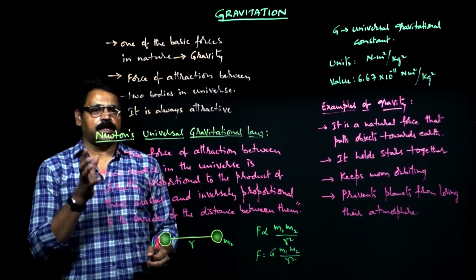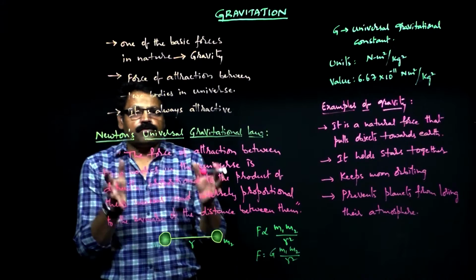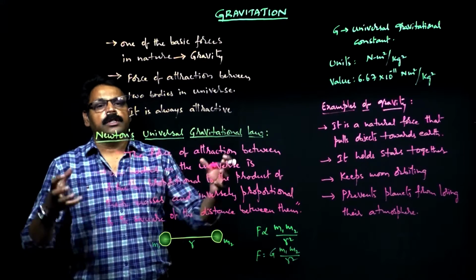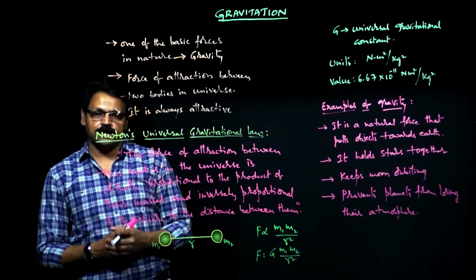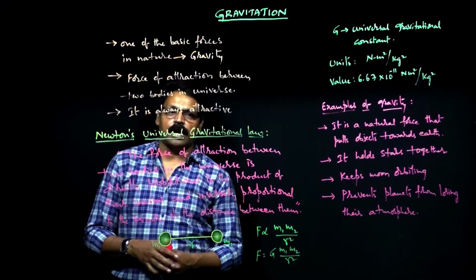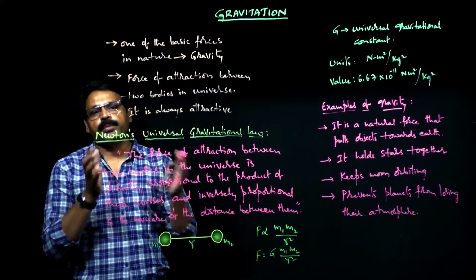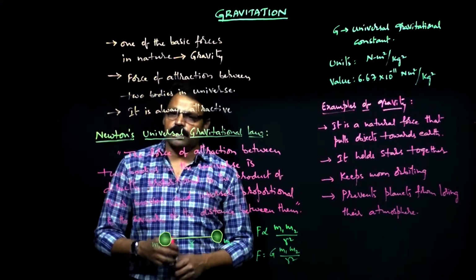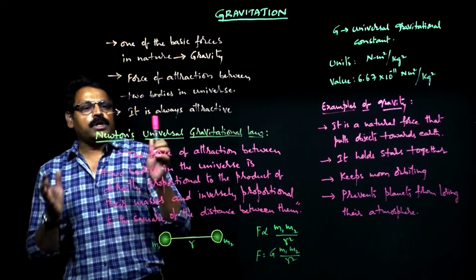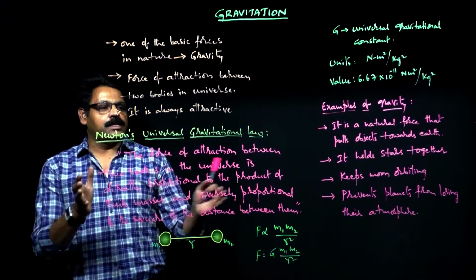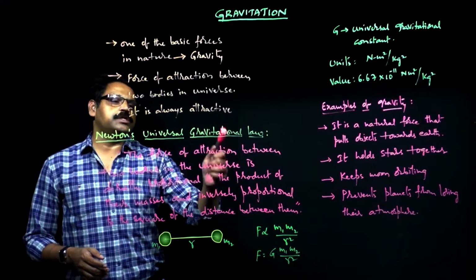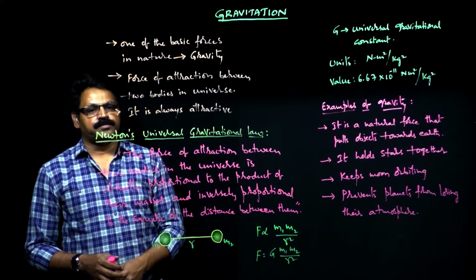Now we are to look at what is the amount of force, with what magnitude of force these bodies are getting attracted in the universe. In order to look at that, Newton has given one popular law called Newton's universal gravitational law. So what does it mean? In order to look at that, we look at what it means by Newton's universal gravitational law.